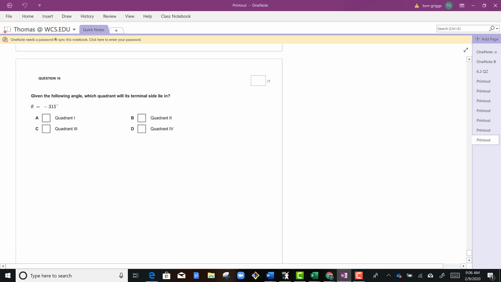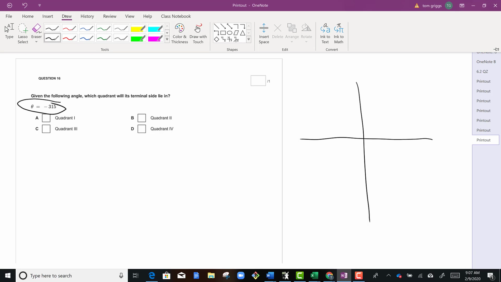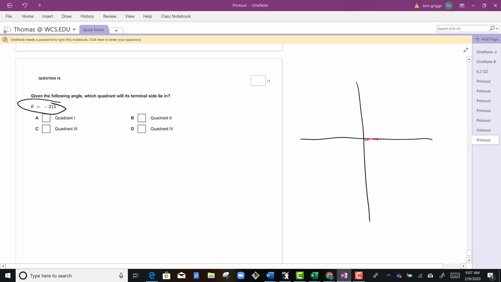Then finally, same question, except this time we're starting with negative 315. So we're going to be going clockwise since it's a negative angle. So there's negative 90, negative 180, negative 270, negative 315. It wants to know what quadrant is the terminal side in. Here's our terminal side right here. This is quadrant number 1.